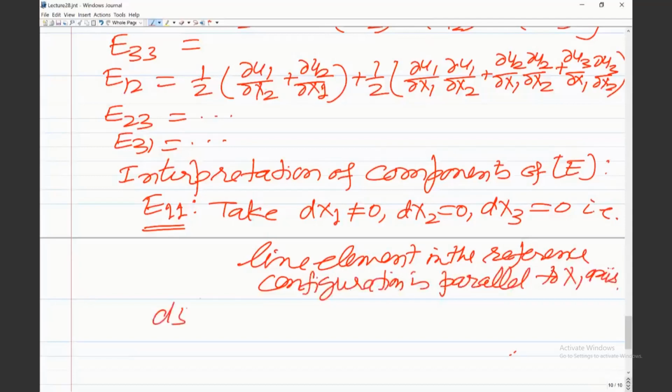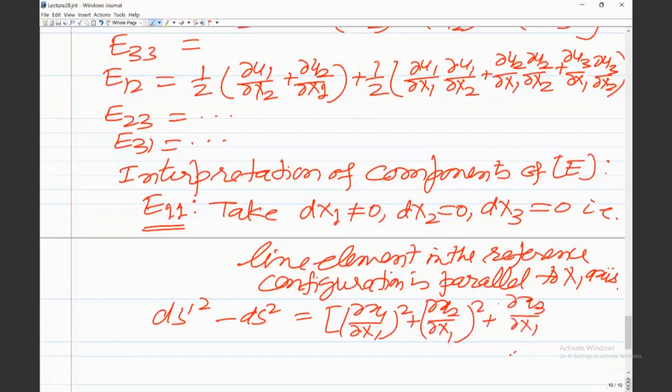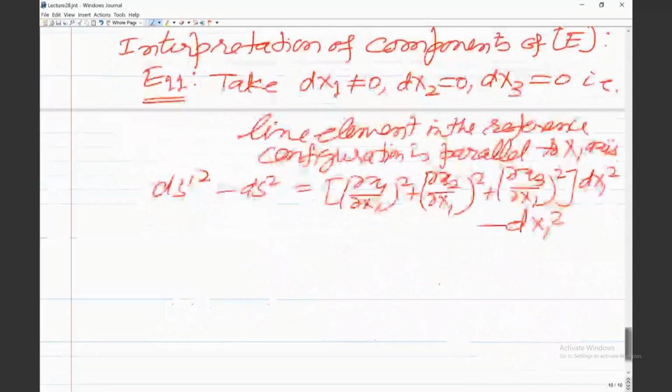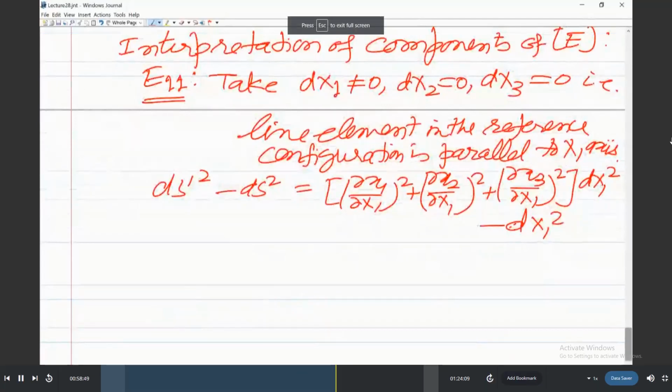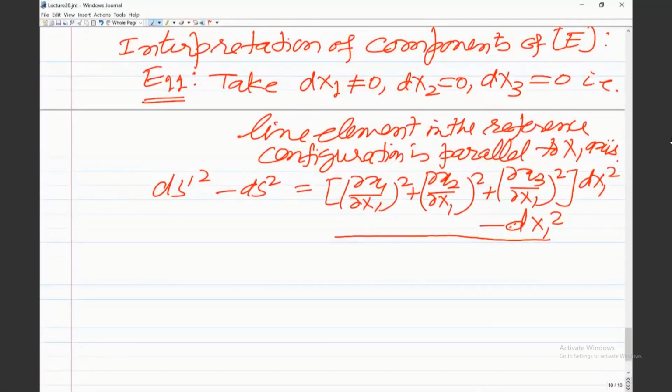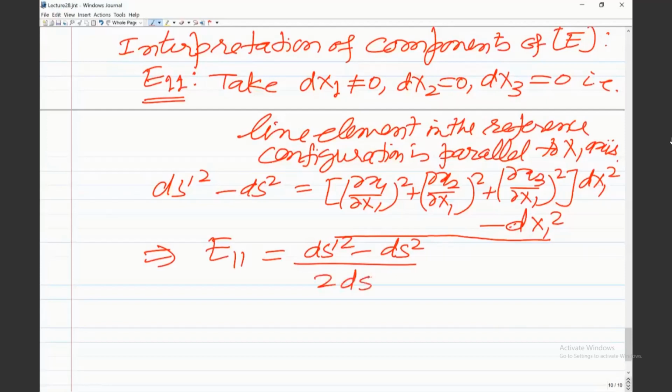In this case, if you look at ds dash square minus ds square, you will find that it comes out as del x1 upon del capital X1 whole square plus del x2 upon del capital X1 whole square plus del x3 upon del capital X1 whole square, into dX1 square, minus dX1 square. Because ds square is nothing but dX1 square, and ds dash square is the first term I have written. If we divide this by dX1 square, whatever we get is twice the Green Lagrange strain tensor. So E11 is equal to ds dash square minus ds square upon twice ds square.